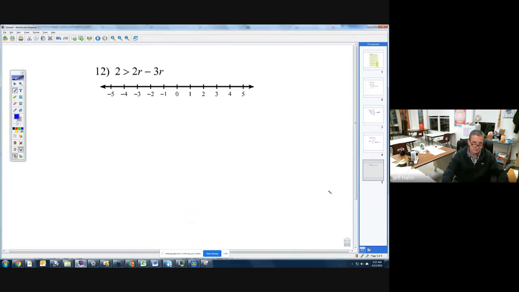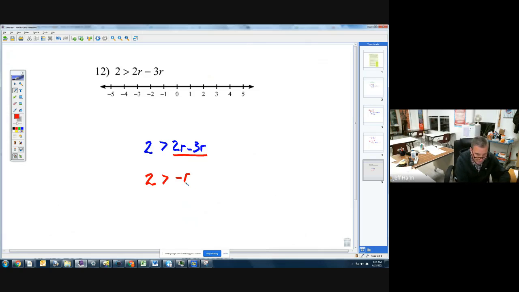Okay, so number 12. Number 12 has a lot of things happening here. Most of them are not good. First of all, my letters are on the wrong side, and secondly, my letters are going to end up being negative. So let's look at this. Okay, first thing we want to do is simplify this, which is 2r minus 3r. You get 2 is greater than negative 1r, or just negative r.